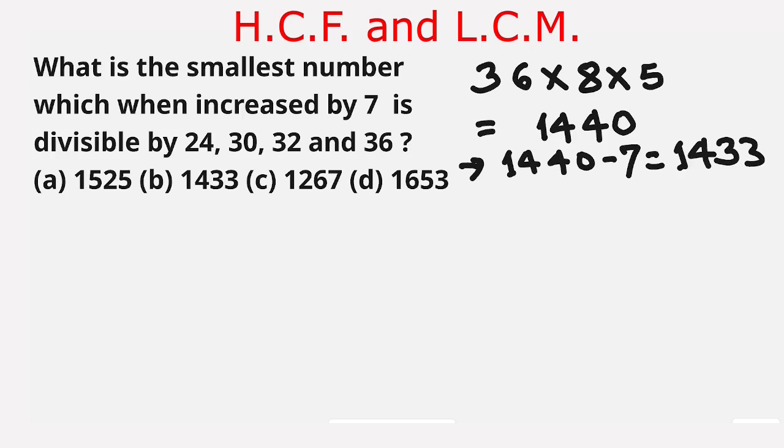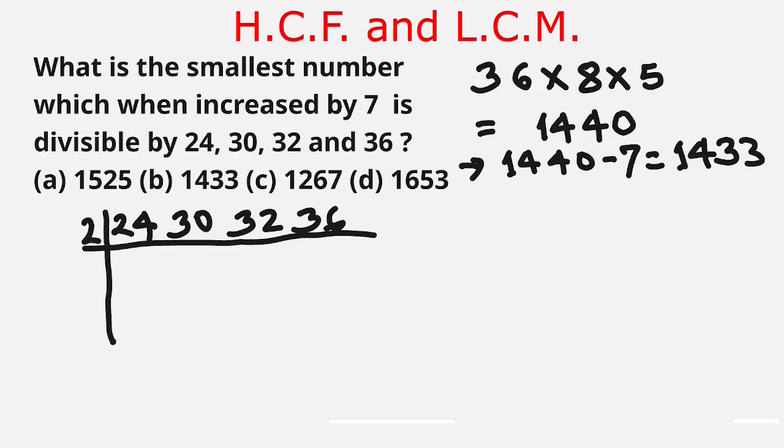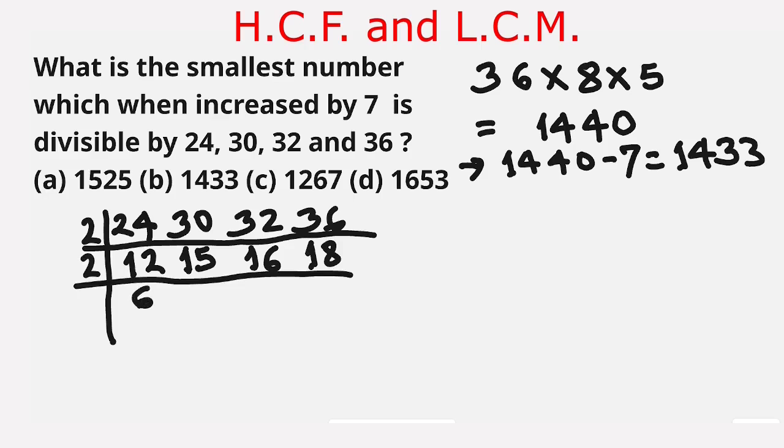Now we will solve this question by the regular common division method. We write all these numbers: 24, 30, 32, 36. We divide these by 2. 2 divides 24 for 12 times, 30 for 15 times, 32 for 16 times, and 36 for 18 times. Now we further divide it by 2. 2 divides 12 for 6 times. We write 15 as it is, not divisible by 2. 2 divides 16 for 8 times and 18 for 9 times.